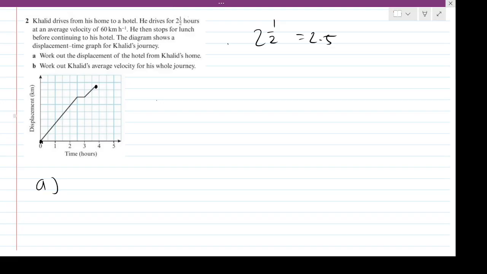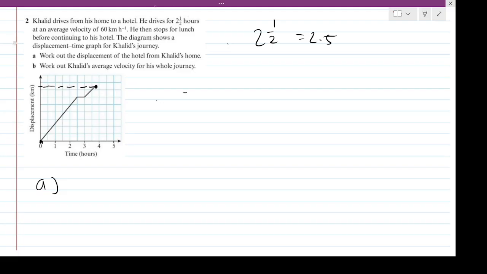So they want the displacement, but obviously we just read off the graph, but we don't have any scales on it. There's no numbers on the displacement, so we can't work it out actually. We can't just read off the graph here. So we have to use the information.